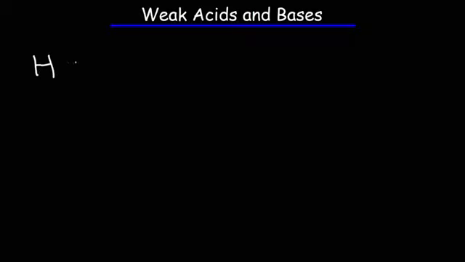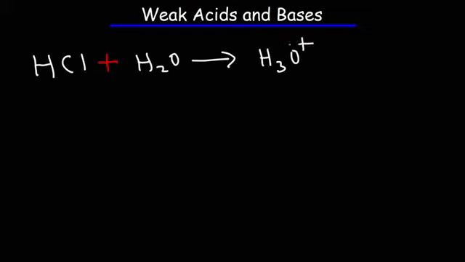Now, if you recall, when a strong acid like hydrochloric acid reacts with water, because it's a strong acid, it will dissociate completely. So we could use a single arrow to represent this reaction. So if the initial concentration of HCl, let's say it's 0.05, as it dissociates completely, the hydronium ion concentration will be the same.